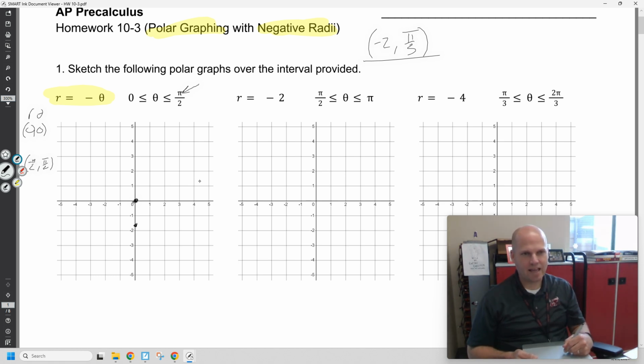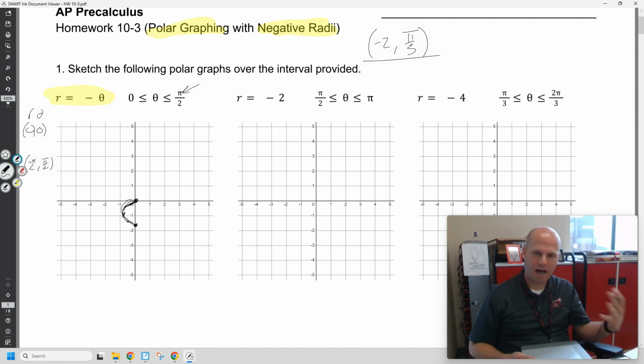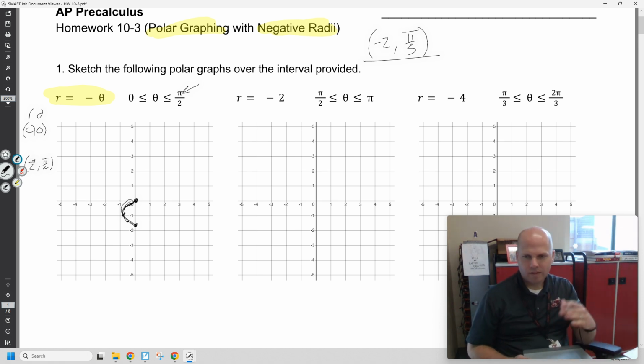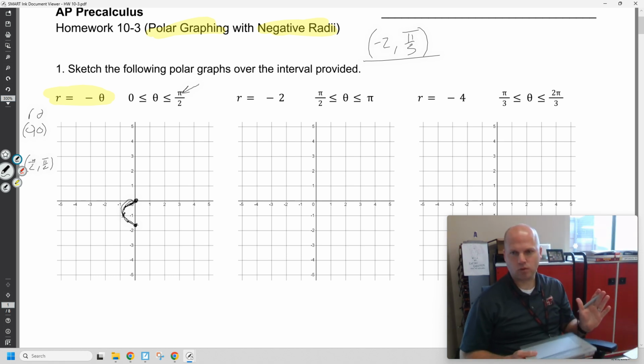If I think about an angle of pi over 6, my radius is going to be negative pi over 6. An angle of pi over 4, the radius is negative pi over 4. An angle of pi over 3, that's going to be close to 1, negative pi over 3. We actually get this opposite squiggle, opposite spiral. We're going to spiral out, opposite of what we expect. That might be tough to understand, but the next one should be easier.